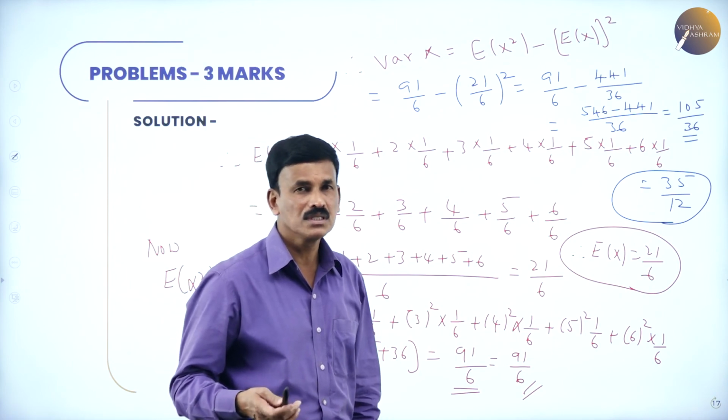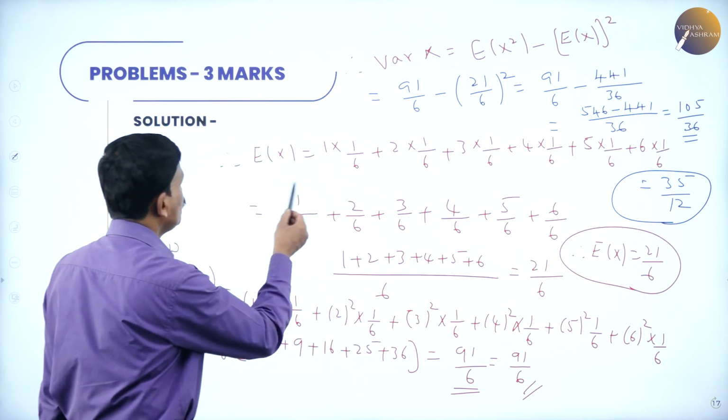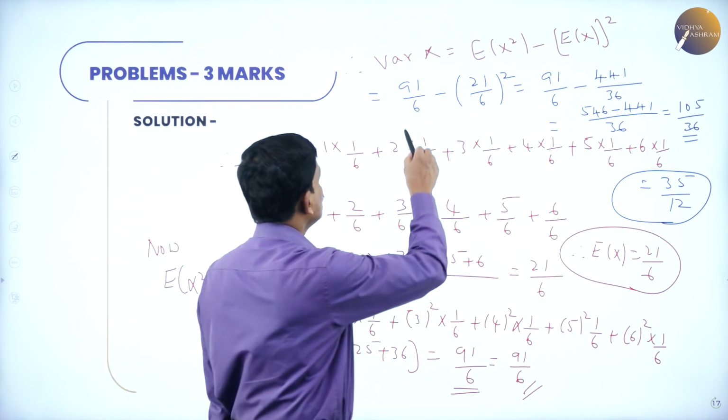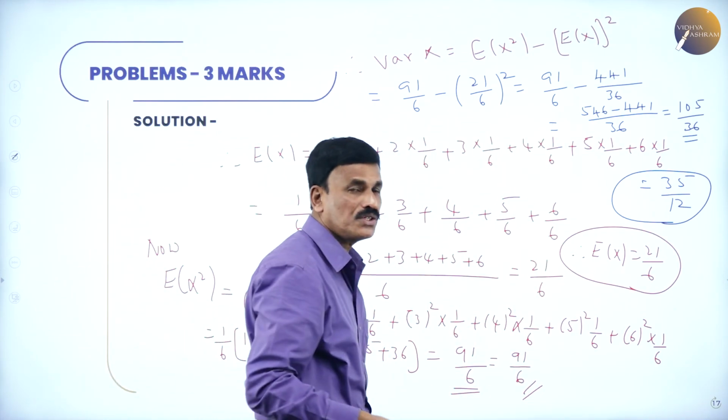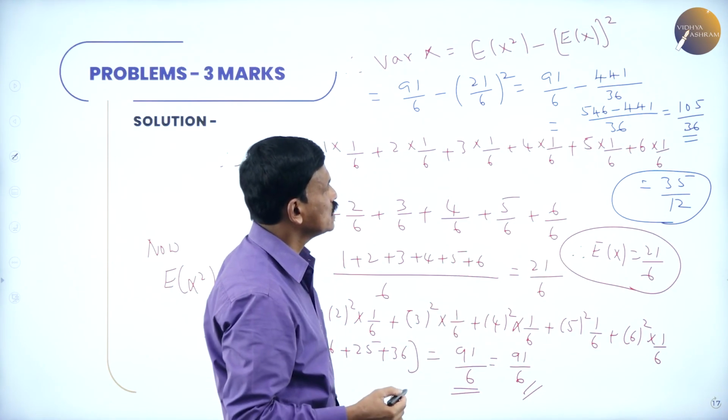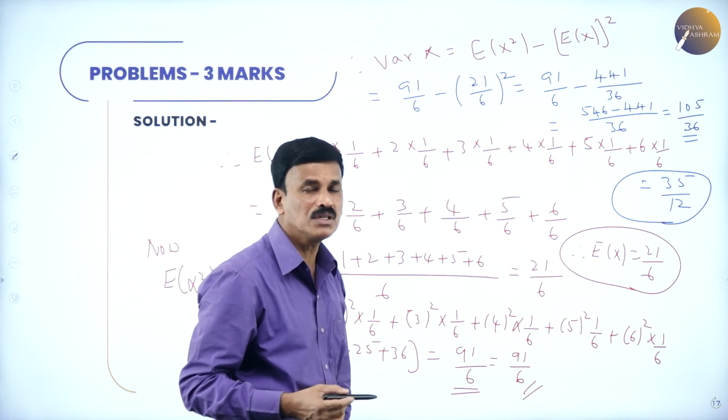Hope you followed this. So, just find out the value of E of x and then E of x square. The required answer, variance of x, is E of x square minus E of x whole square. That is equal to 105 by 36, which is nothing but 35 divided by 12.